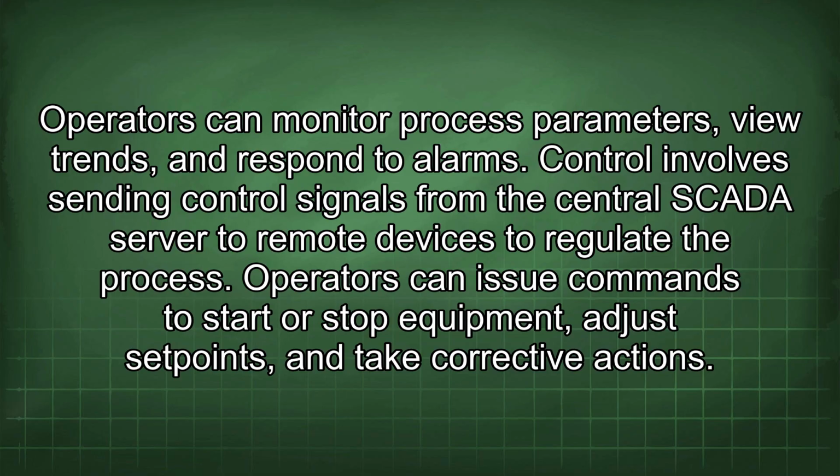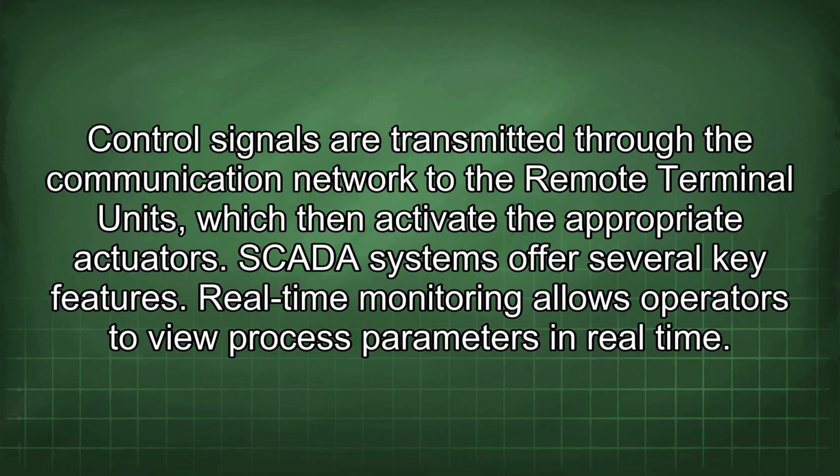Control involves sending control signals from the central SCADA server to remote devices to regulate the process. Operators can issue commands to start or stop equipment, adjust set points, and take corrective actions. Control signals are transmitted through the communication network to the remote terminal units, which then activate the appropriate actuators.